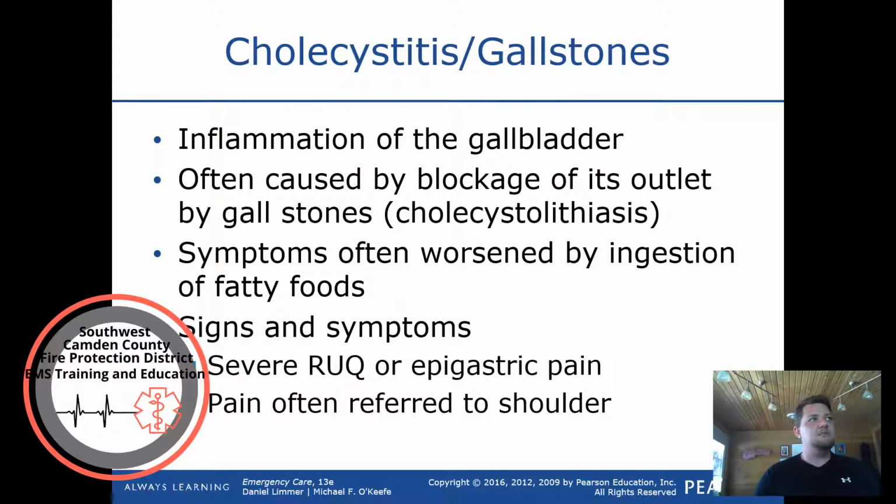Cholecystitis, or gallstones, is an inflammation of the gallbladder. It's often caused by blockage of its outlet by gallstones. Symptoms are often worsened by ingestion of fatty foods, and signs and symptoms include severe right upper quadrant pain or epigastric pain, and pain that's often referred to the shoulder. These patients can also become yellow, similar to cirrhosis of the liver, but it's the gallbladder that's causing the pain.